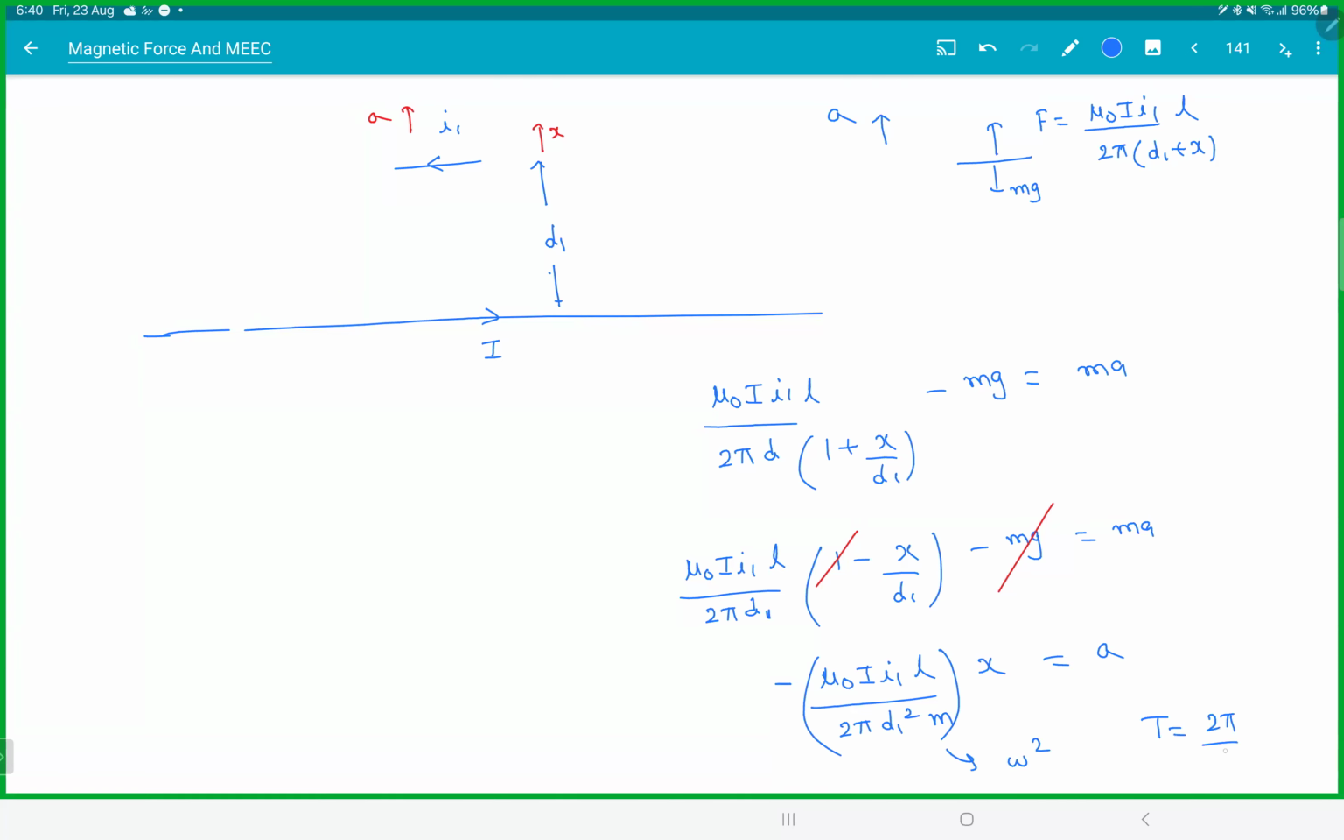Time period is equal to 2 pi by omega. Is that clear? You have to use binomial approximation, and that's why x should be small, or else you can't solve. Any doubts on this? Especially those questions on stable, unstable, equilibrium are important.